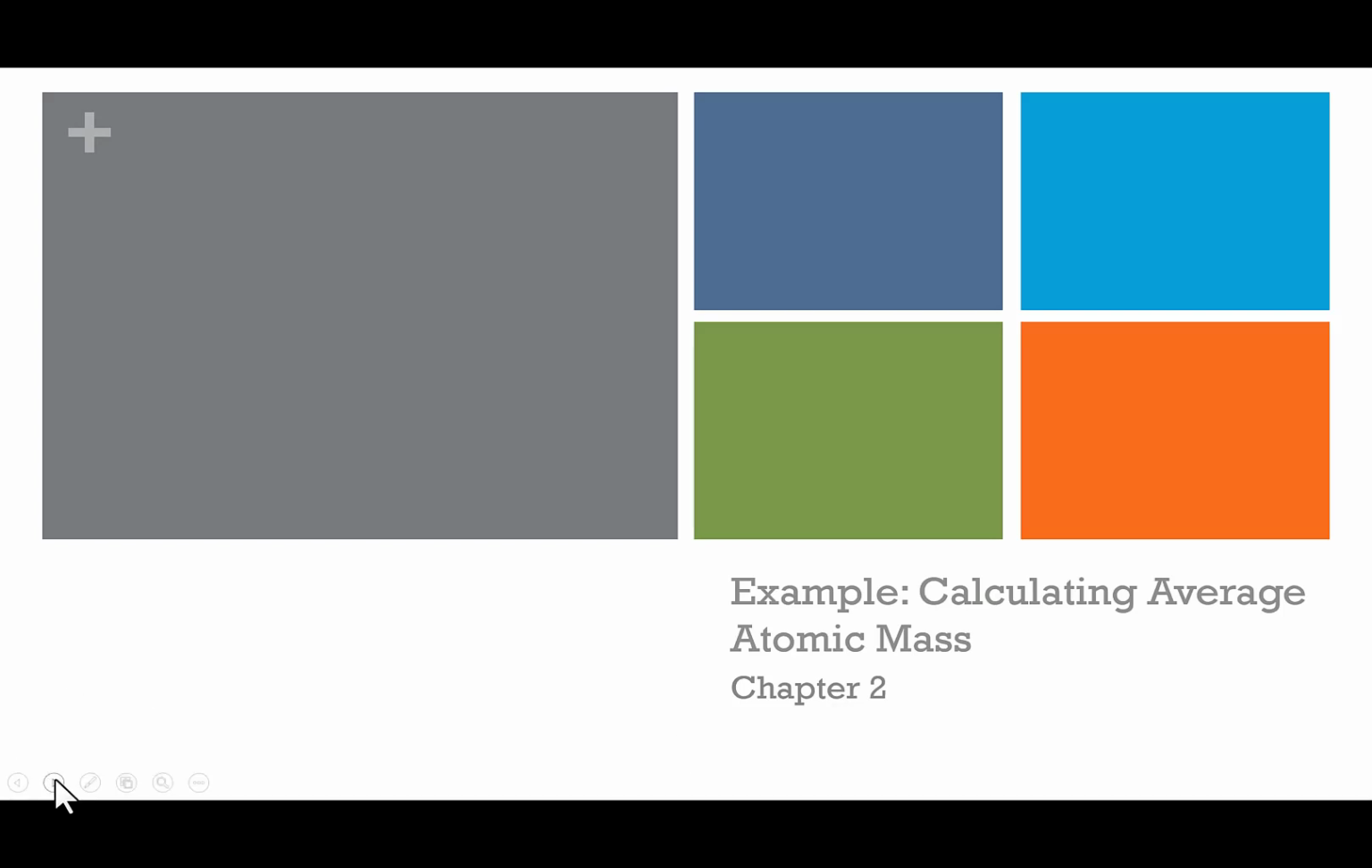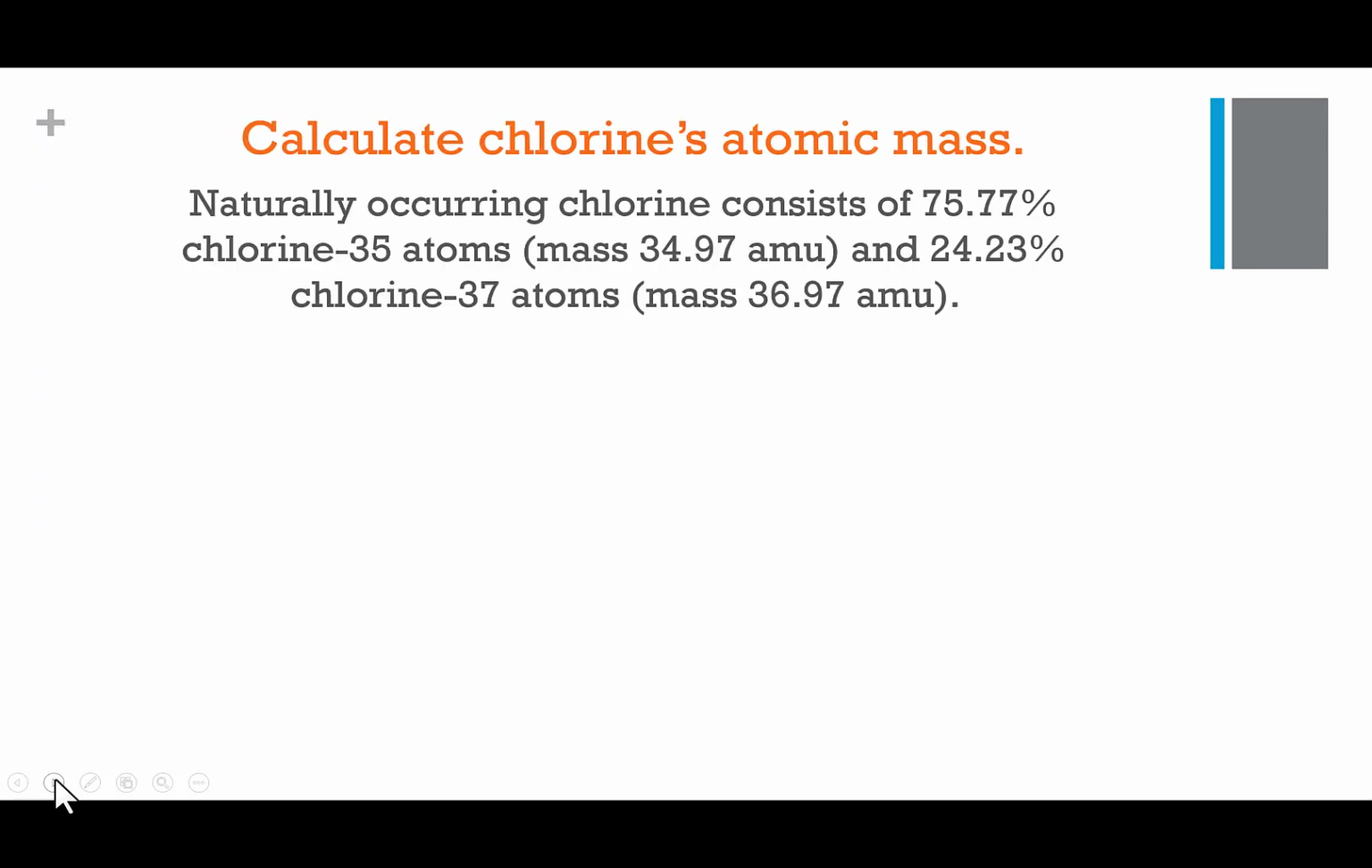So here's your problem. Naturally occurring chlorine consists of 75.77% of chlorine 35 atoms. The mass of those is 34.97 AMUs. And 24.23% of chlorine 37 atoms, and the mass of those is 36.97. So go ahead and pause the video and see if you can calculate the average atomic mass for chlorine.